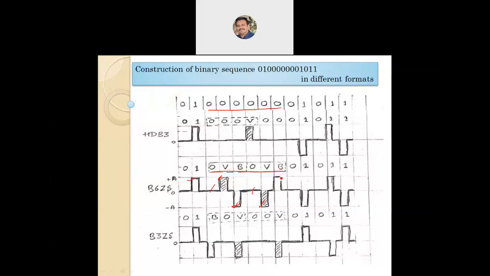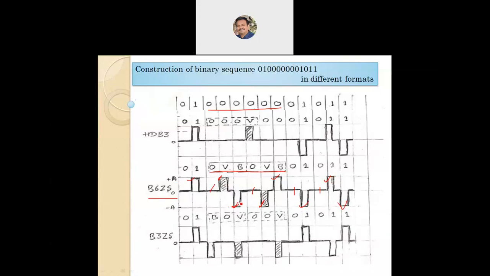Next come to the next bit, that is B, which is equal to 1. The 1 will be replaced by comparing the previous amplitude. Previous amplitude is minus A, so the present one should be drawn using plus A amplitude. Move towards the next bit, it is 0, 0 amplitude, 1. Comparing previous, it should be minus A amplitude. The next bit, it is 0. Then the last two bits are 1, 1. They are going to have plus A and minus A amplitudes respectively. This is the coding of B6ZS.